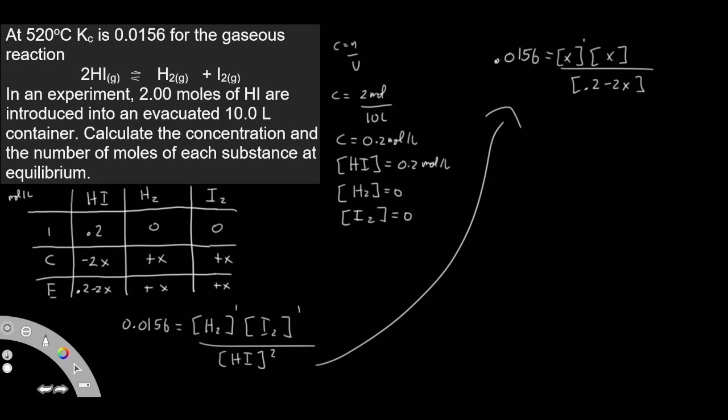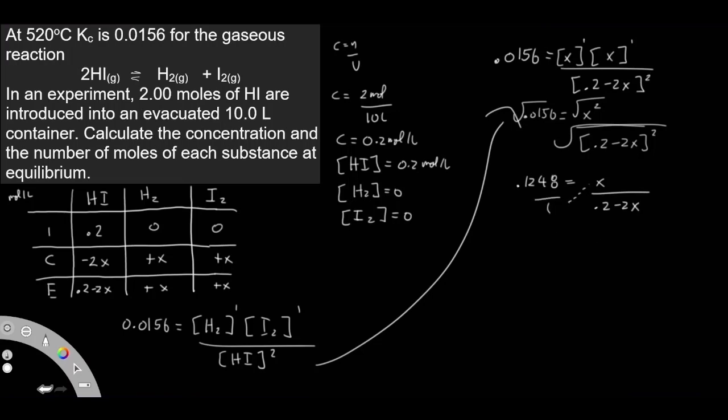Also, do not forget that this has an exponent of 1, this has an exponent of 1, and this has an exponent of 2. So, putting these together with the exponent rule, those exponents add up, so you get x squared. On the bottom here, we keep it the same. And then from here, we can square root. Square root this, square root this, square root this. We've got an easy, perfect square. In terms of this value, it would be 0.1248, all over 0.2 minus 2x.